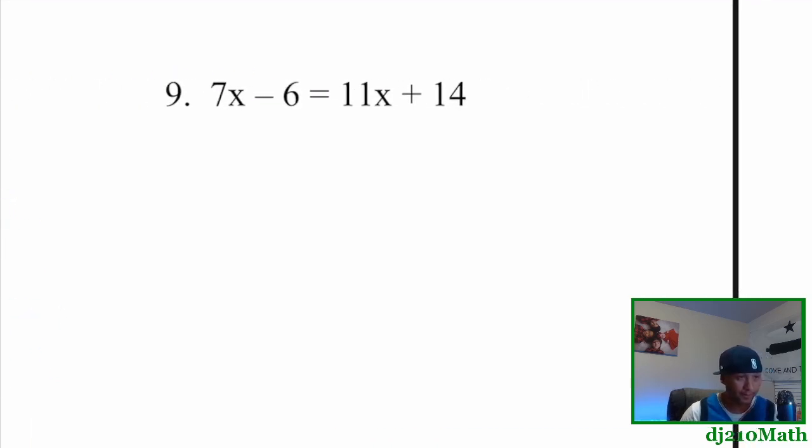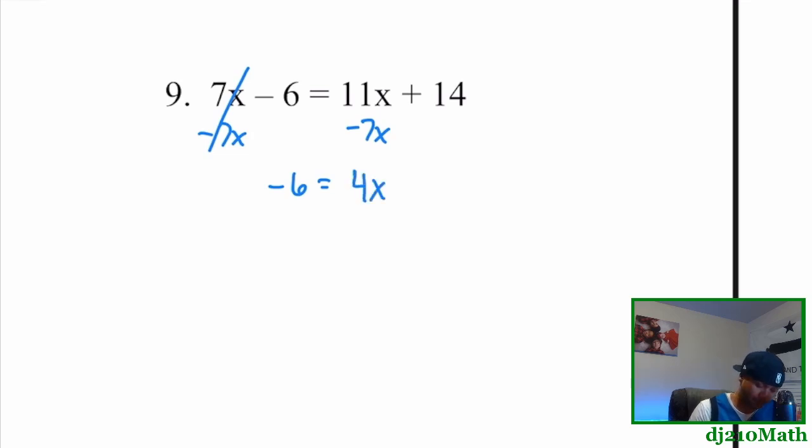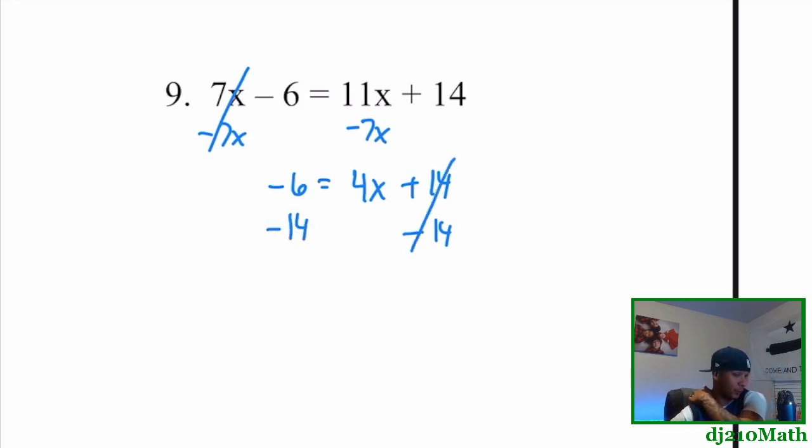All right, number 9. 7x minus 6 is equal to 11x plus 14. Okay. Do I subtract 7x or do I subtract 11x? Well, I want a positive number, so I'm always going to move the smaller one. So it cancels. 11 minus 7 is 4x, plus 14. Now I'm going to subtract 14.